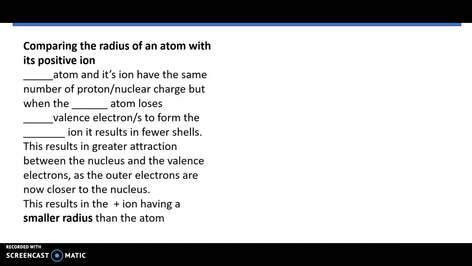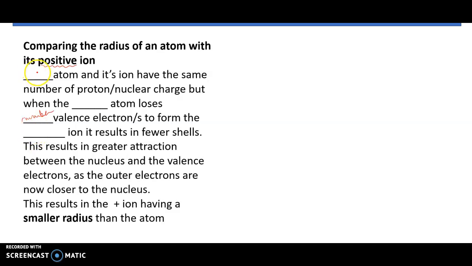If you're asked to compare the radius of an atom with its own positive ion, then here's the answer frame. You would start by saying the atom and its ion have the same number of protons, so the nuclear charge is exactly the same. But to form a positive ion, the atom would have had to lose electrons. You write down how many valence electrons: one valence electron if it was in group 1, two valence electrons in group 2, etc. So you put the number of valence electrons there, as they lose the valence electrons to form the ion.